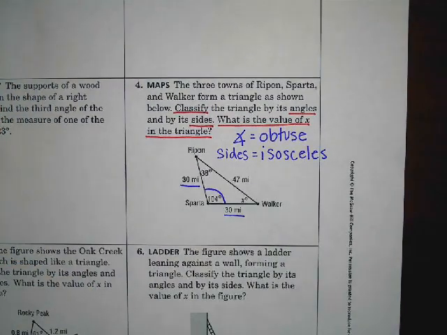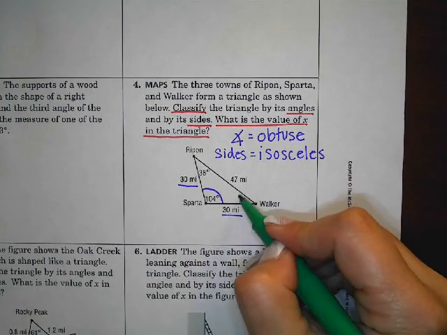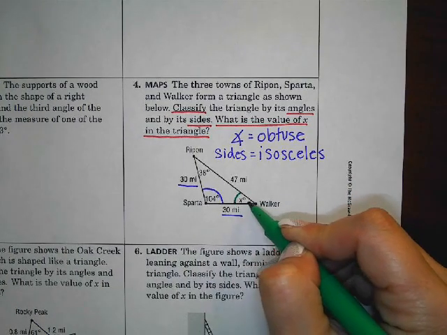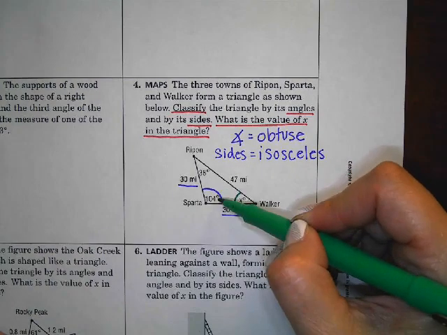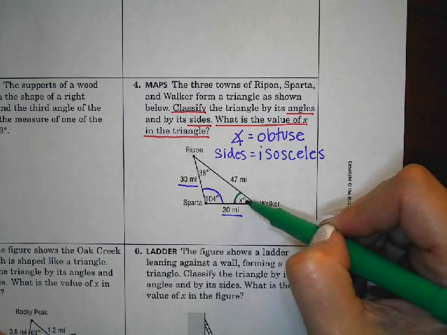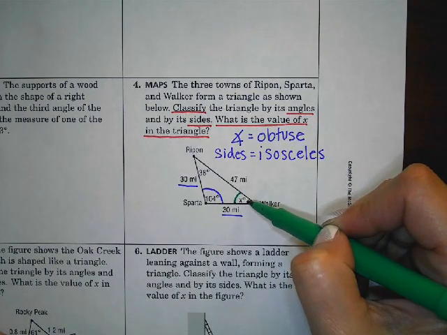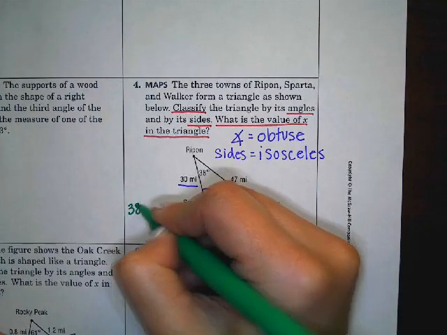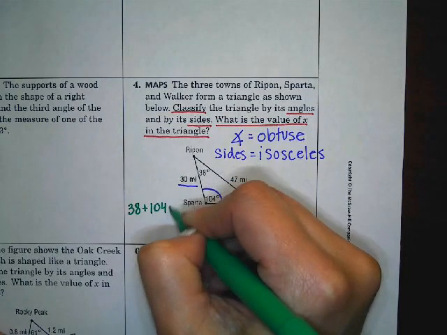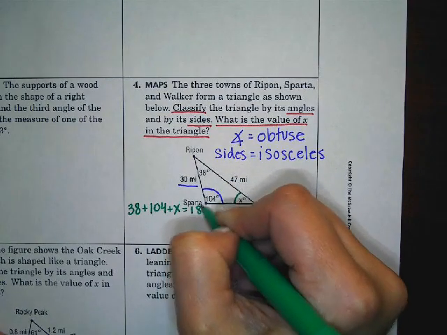The second part of this problem is to find the value of x. Now our x is another angle measurement, so we want to know what this angle here is. Now we know that the angles of a triangle all add to equal 180 degrees. So if we add 38 plus 104 plus x, it's going to be equal to 180. So that's the equation that we're going to write. We have 38 plus 104 plus x is going to be equal to 180 degrees.